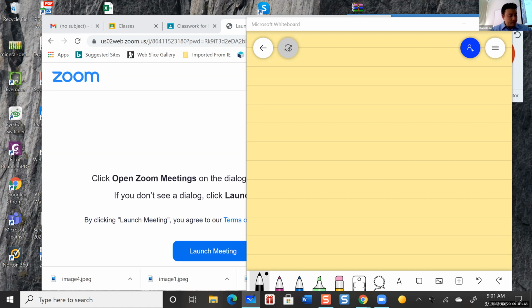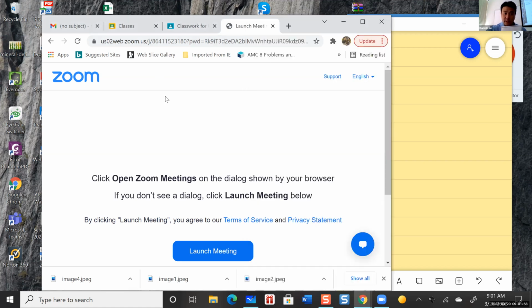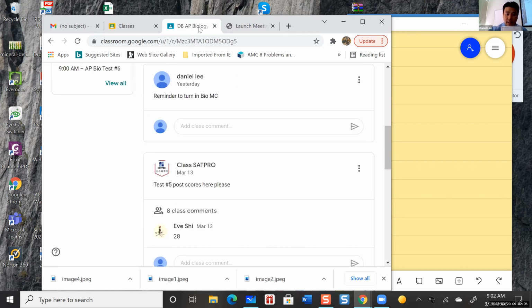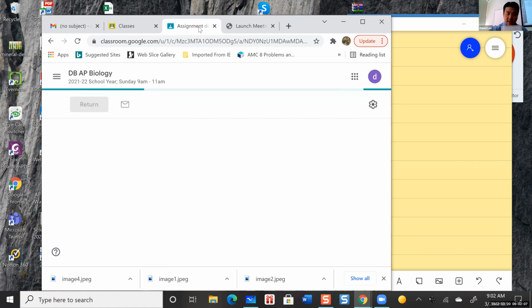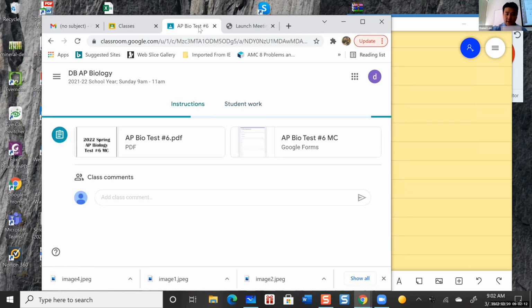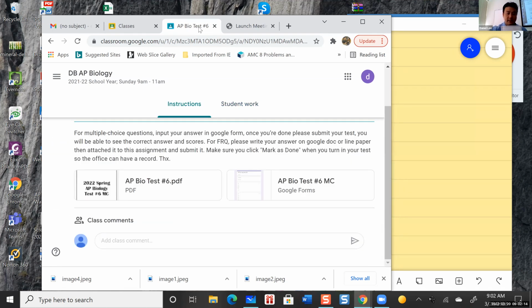Try to submit the test. If it's multiple choice, you can submit it online. If you look at the assignments, like test number 6, and look at the instruction here, you have the Google form. You can click on the Google form and key in your answers. They'll score it for you, so that way you know which question you missed.